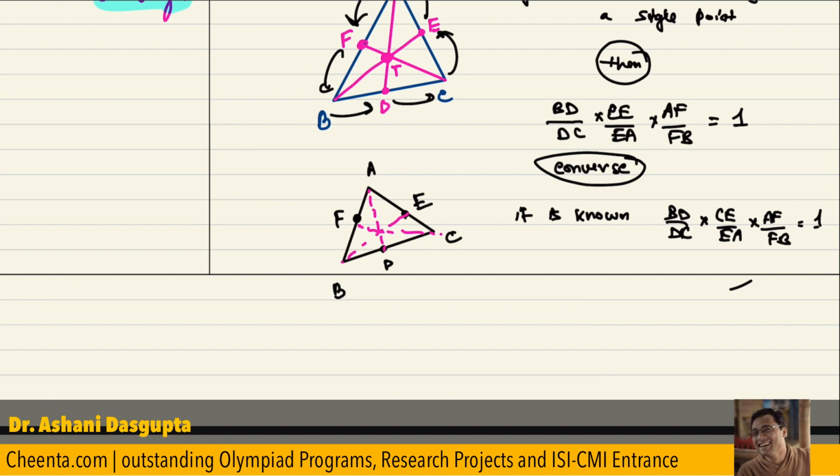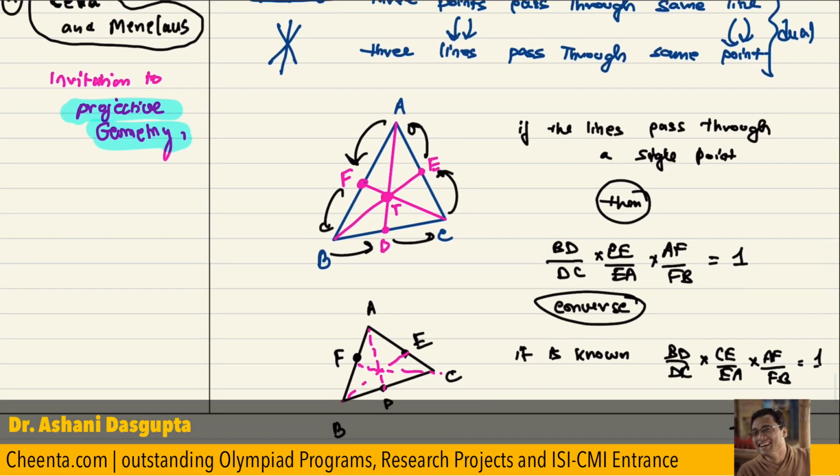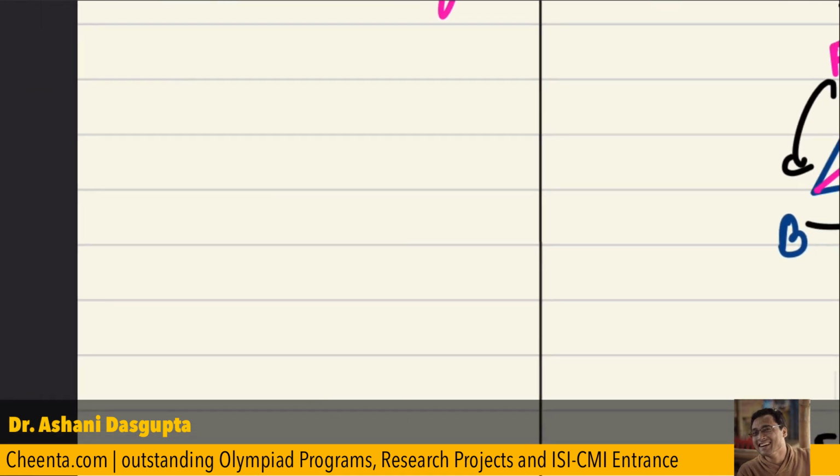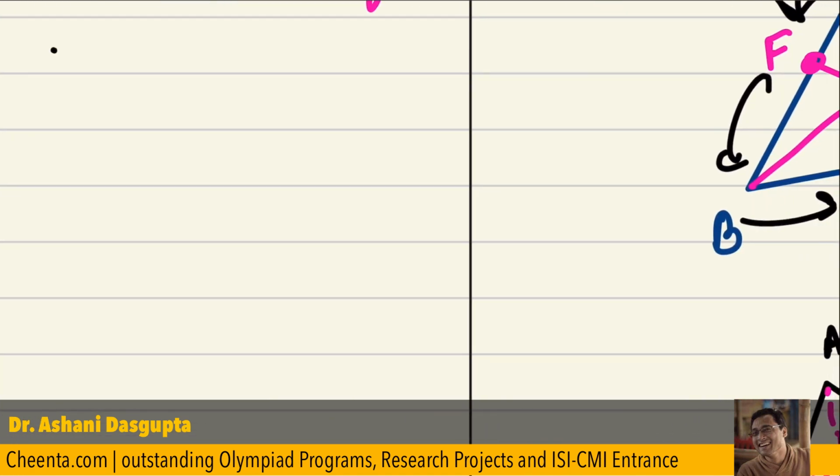Think about it. If they pass through the same point, then the ratios multiply to 1. If the ratios multiply to 1, then they pass through the same point. So I think this goes both ways. The same thing happens with Menelaus' theorem. So let me quickly tell you Menelaus' theorem.